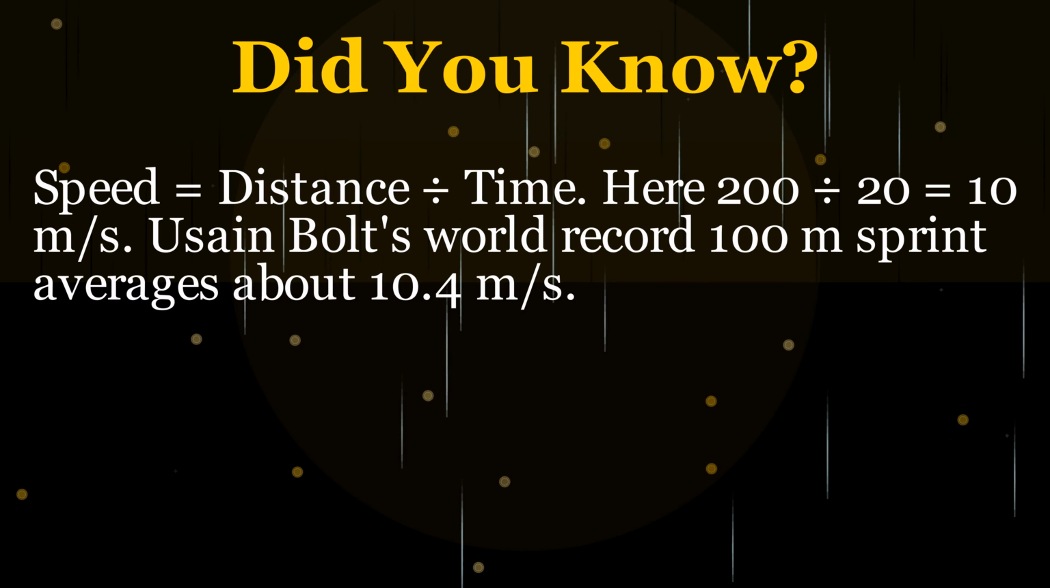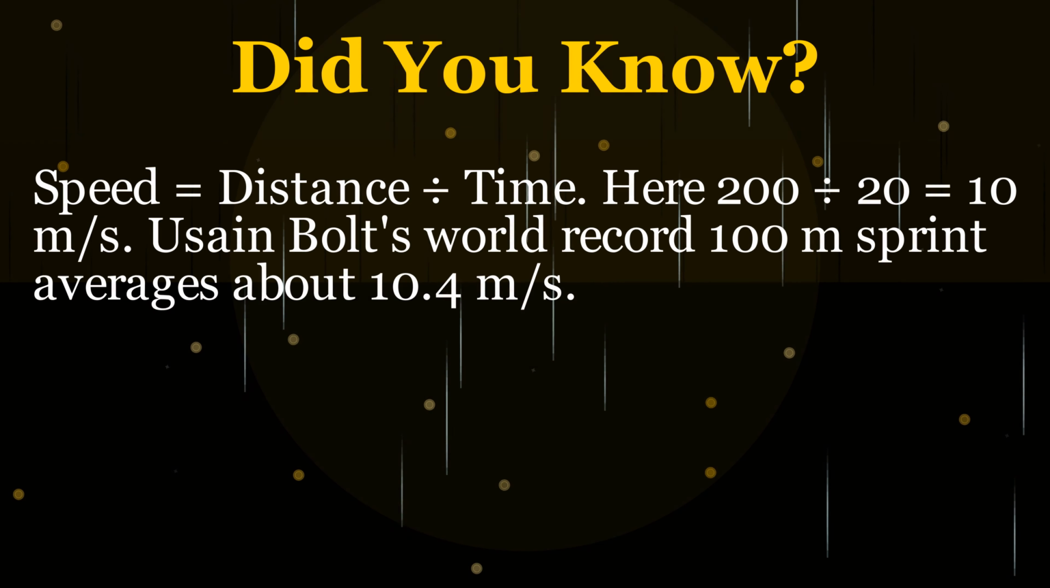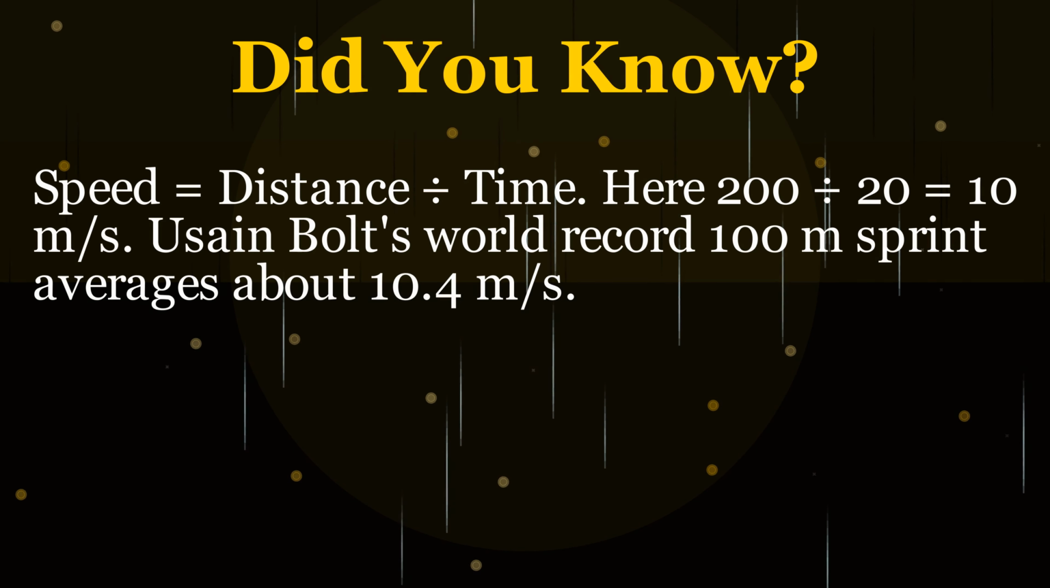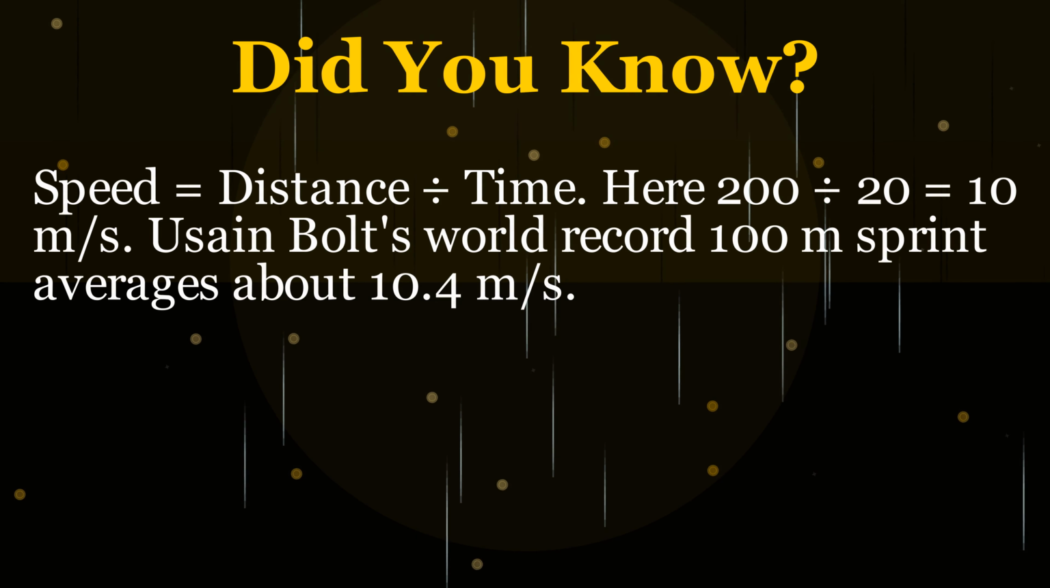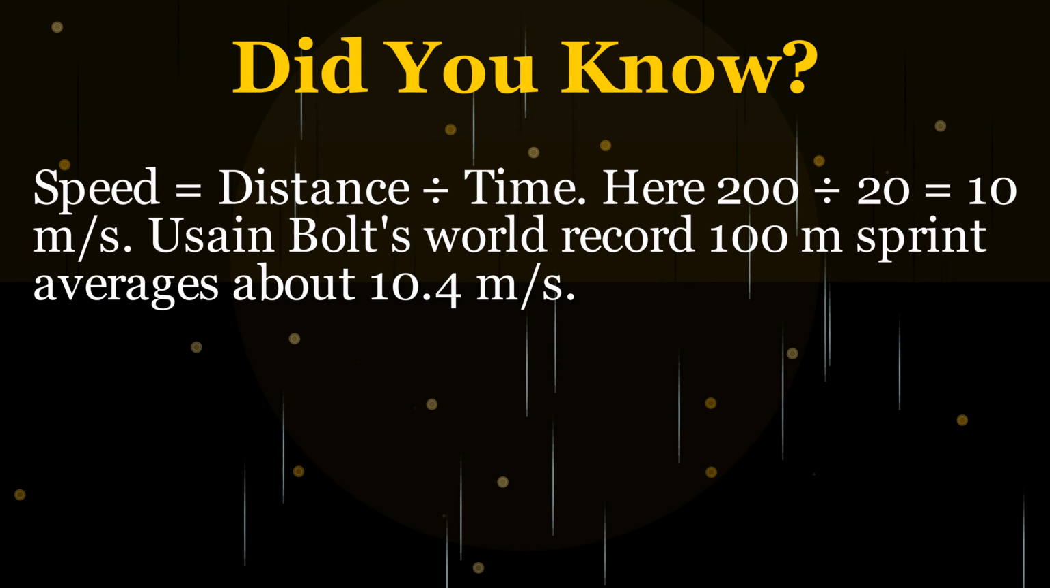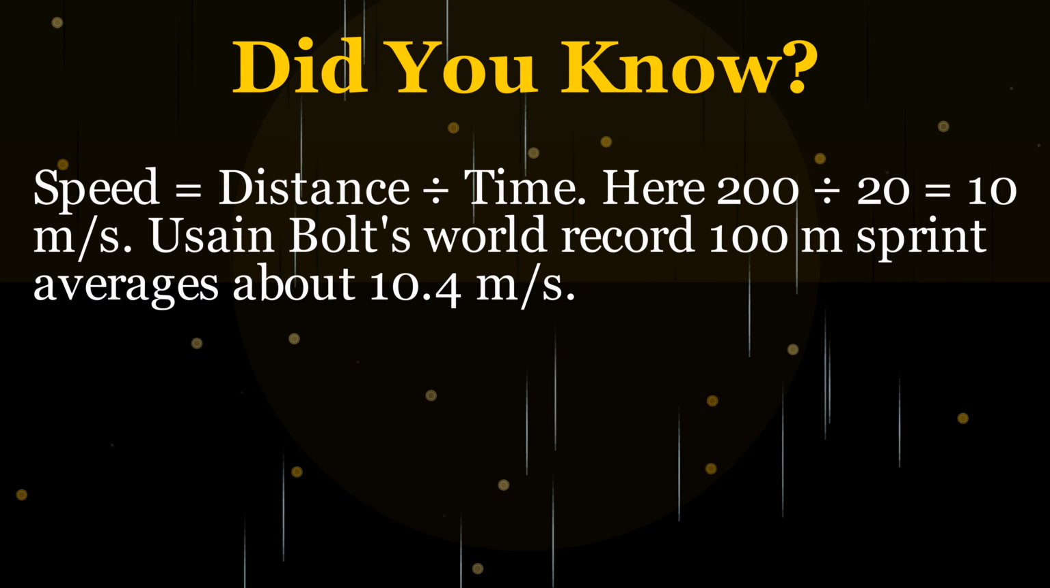Surprising trivia, speed equals distance divided by time. Here 200 divided by 20 equals 10 meters per second. Usain Bolt's world record 100 m sprint averages about 10.4 meters per second.